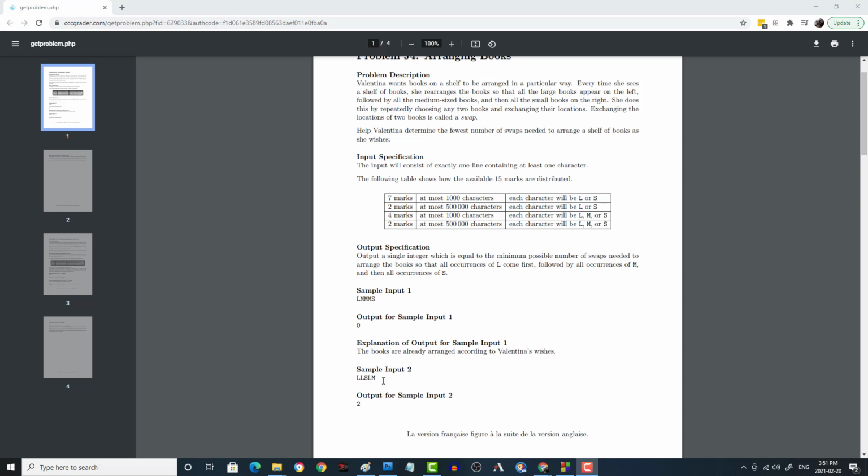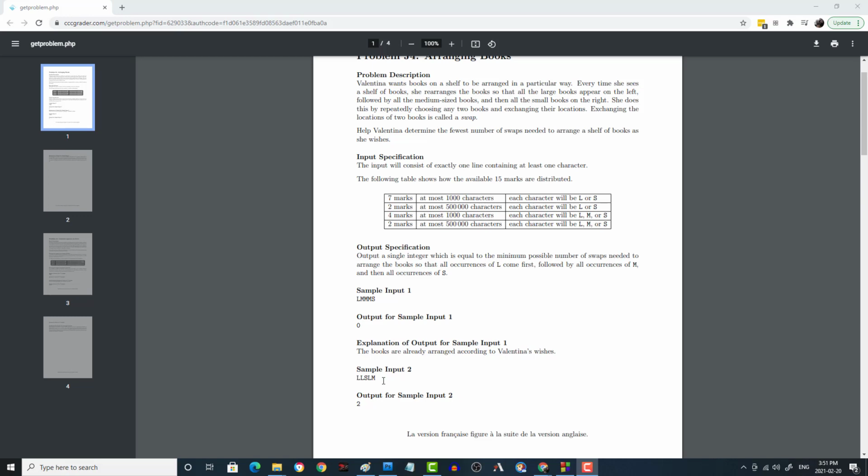medium book. Now, what the question's asking you is, if I wanted to put these in order so all the L's are on the left side and all the S's are on the right side and all the M's are in between those, what are the fewest number of swaps that I can do in order to make this happen?